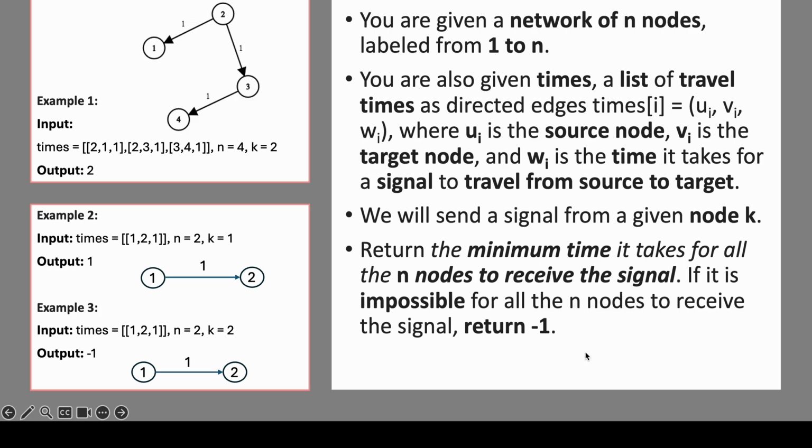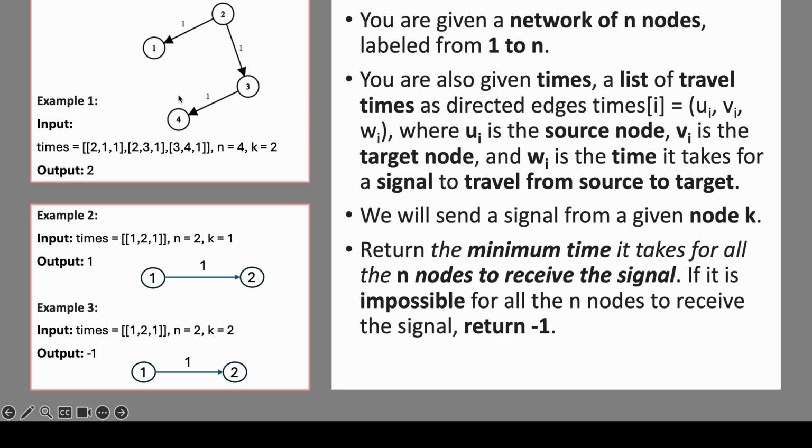So here's the problem. We have a directed weighted graph representing a network of n nodes where each edge ui, vi, wi indicates that a signal takes wi time to travel from node ui to node vi. Our goal is to determine the minimum time it takes for a signal sent from node k to reach all nodes in the network. If some nodes cannot be reached, we'll return -1. And here's the example explanation.